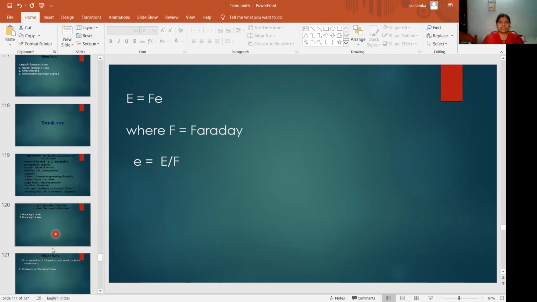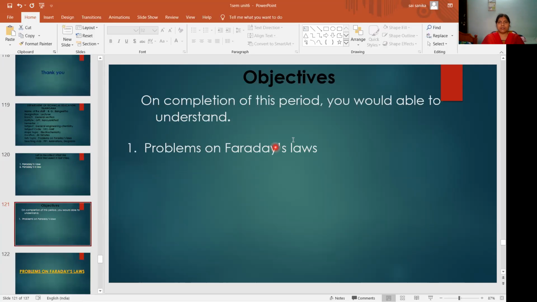Today we are discussing problems on Faraday's laws. So what are the objectives? After completion of this period, you would be able to understand problems on Faraday's laws.